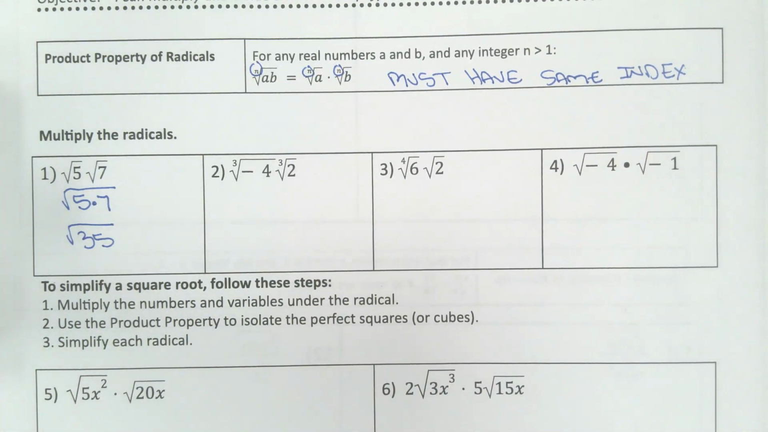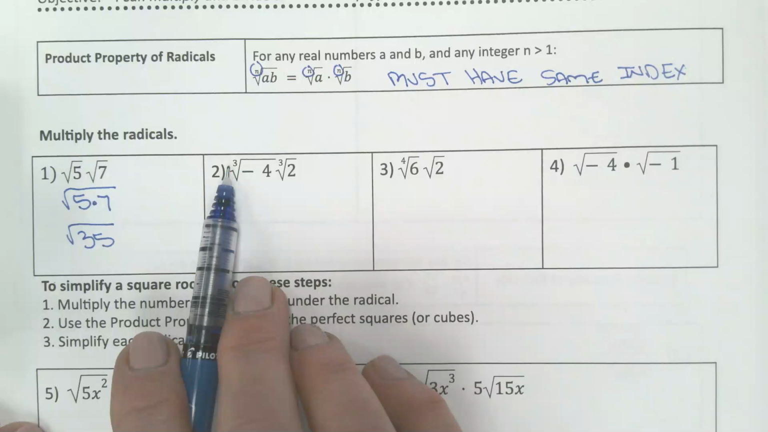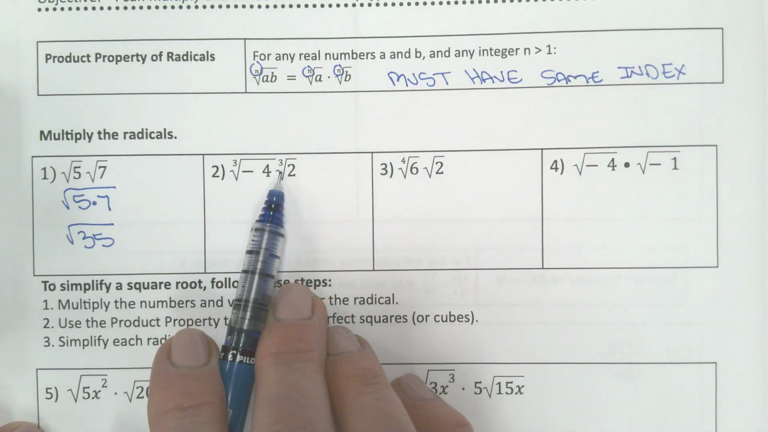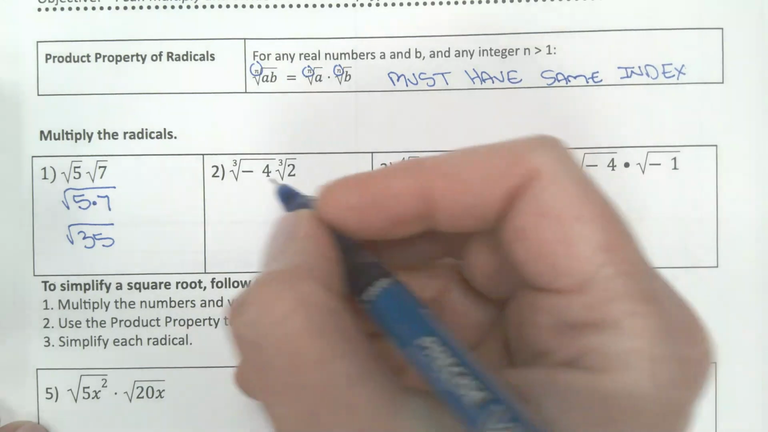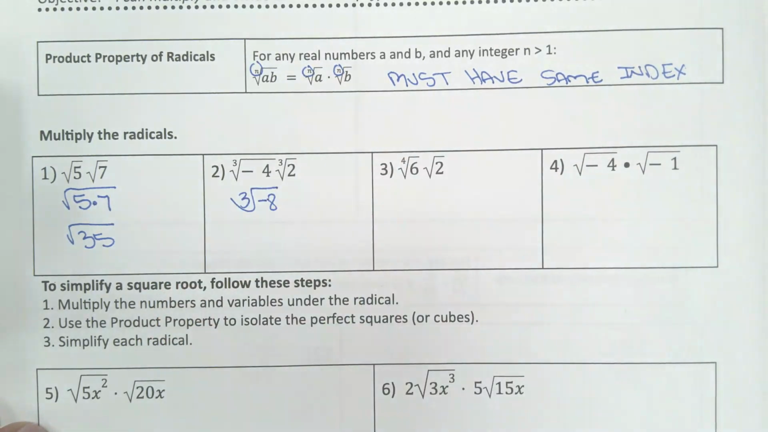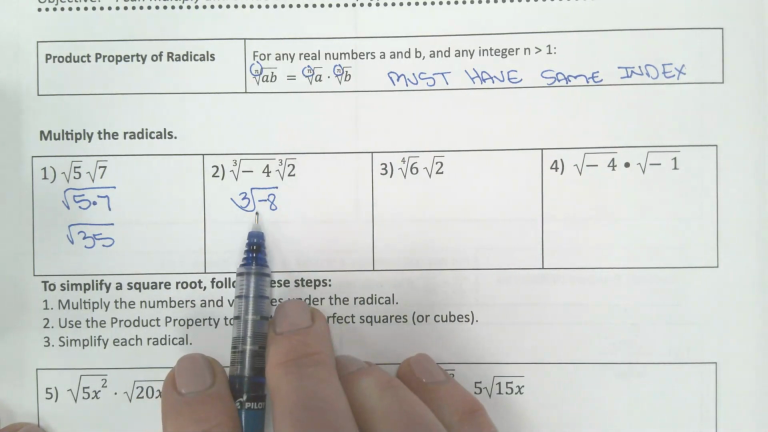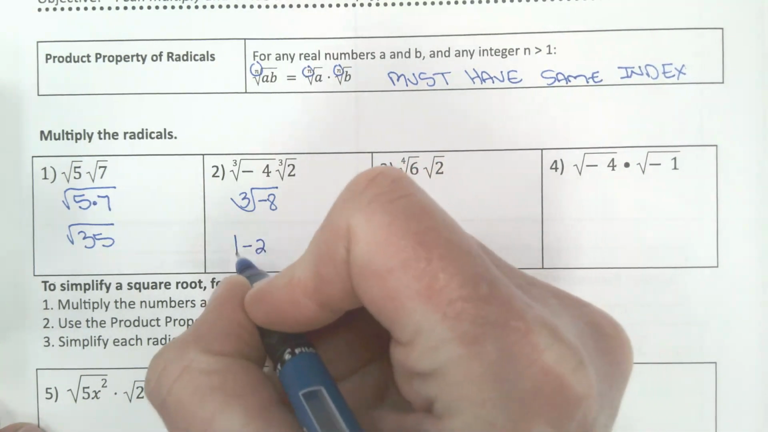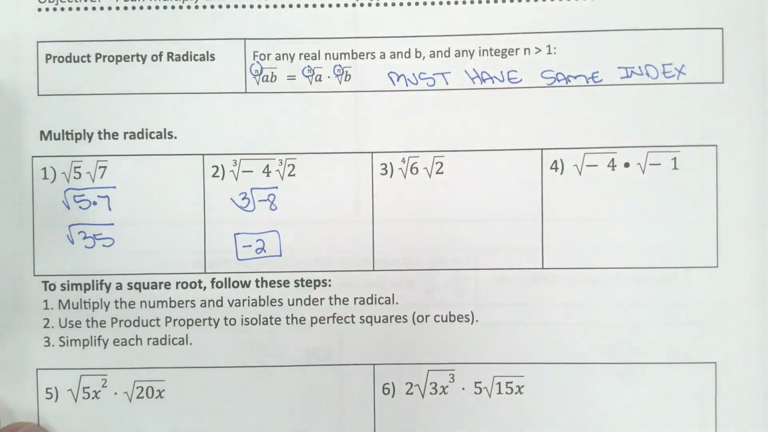When you have the next one here, I have the cube root and the cube root. So I have the same index. That's great. Therefore, I can just go ahead and multiply -4 times 2 and get the cube root of 8. Well, we've been doing these for a few days. Hopefully you know the cube root of 8 is -2.